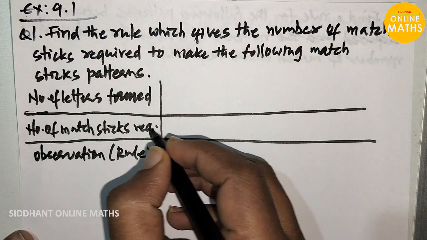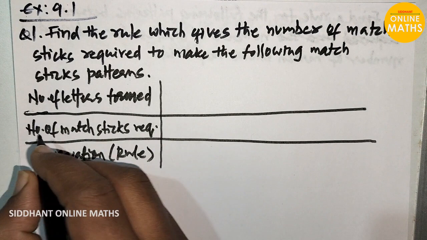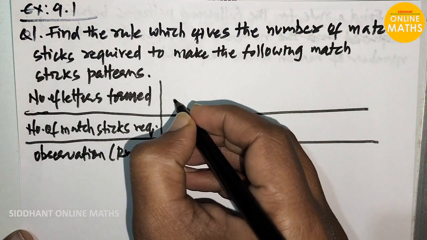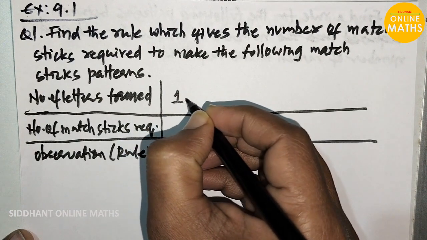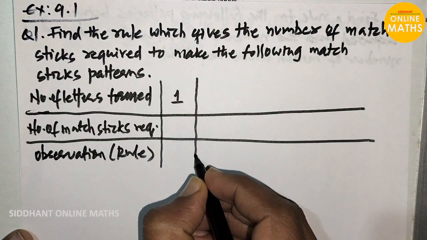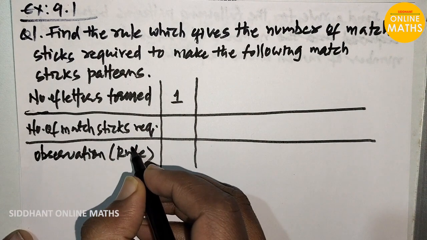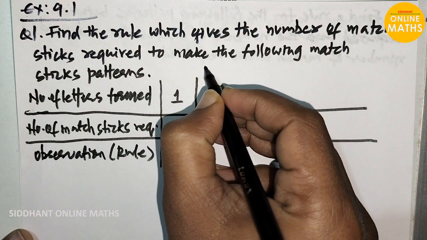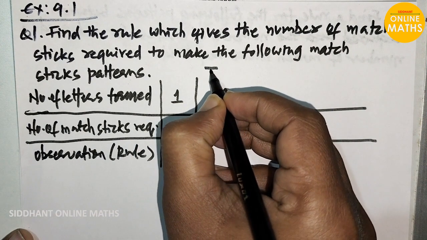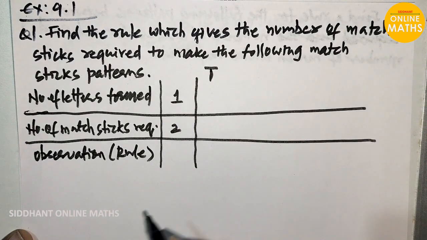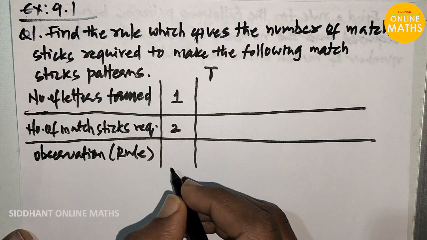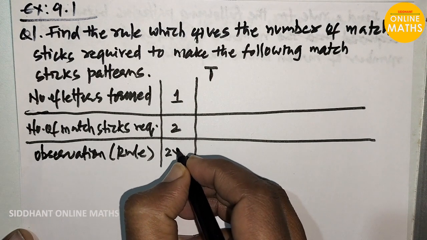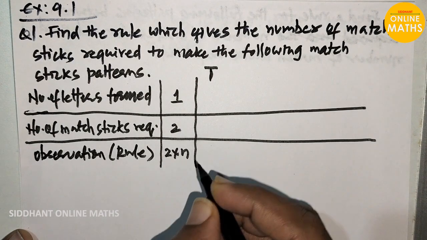So to write a letter T, how many letters are we going to form? Suppose we are going to form one letter. If you form one letter, how many matchsticks are required? That means two matchsticks are required. Here, in the letter T, this is one matchstick and this is another matchstick. So here we are going to see a rule, that means 2 into n.